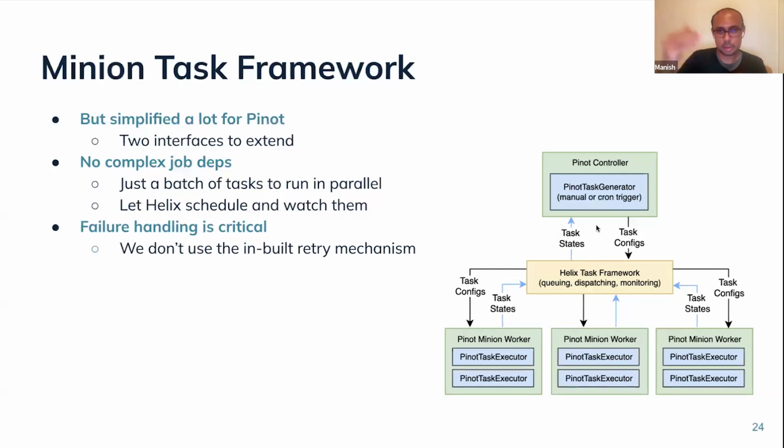So there are only two levels, as opposed to the DAG which the Helix task framework itself offers. Once you define your task generator and executor, and how the tasks are going to be created, those tasks are put into the Helix scheduling system, which picks them and distributes them to the Minion workers, which you will see in a bit.